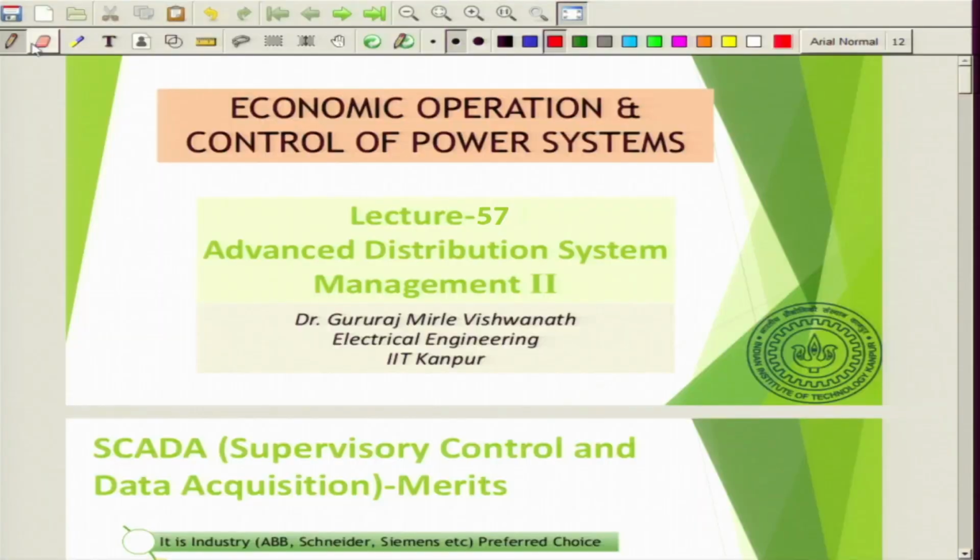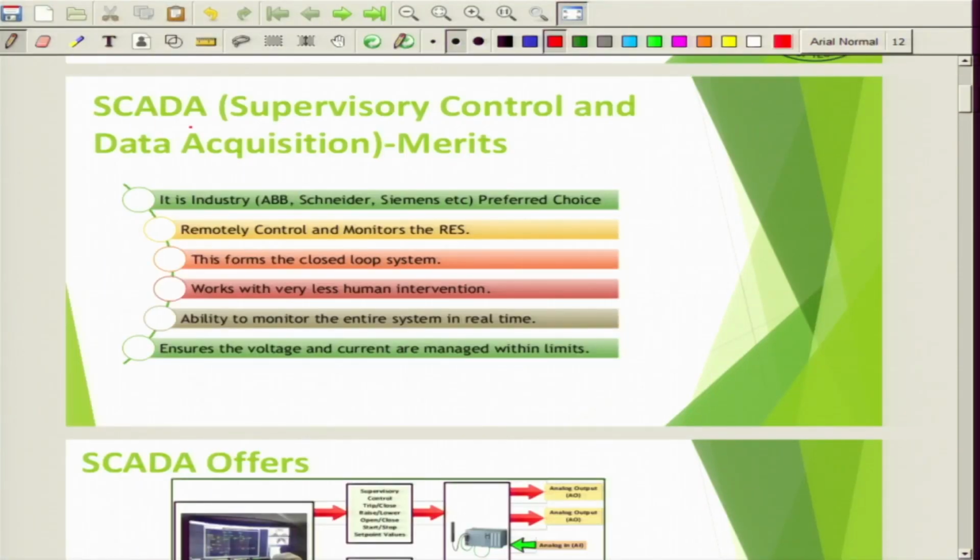So in the last class we have discussed about advanced distribution management system, ADMS. So we will continue with the rest of the ADMS discussion. We had discussed a little bit about the SCADA system. So what is SCADA? SCADA is supervisory control and data acquisition.